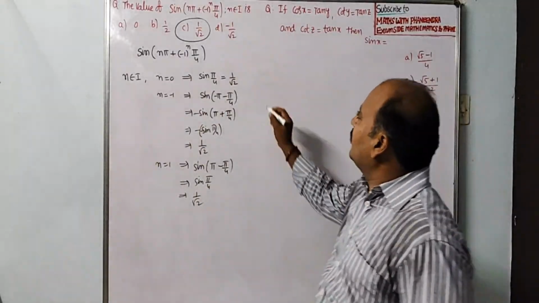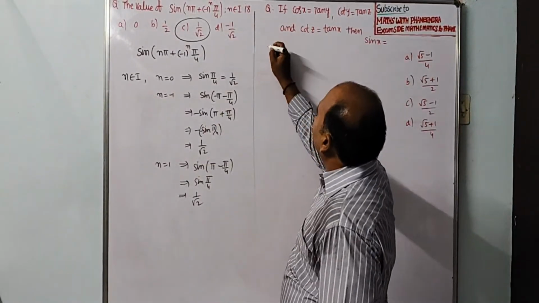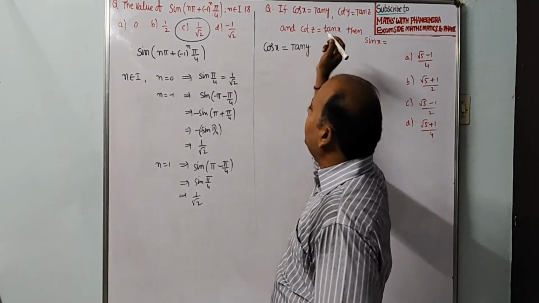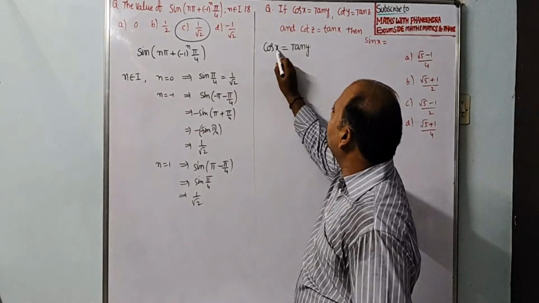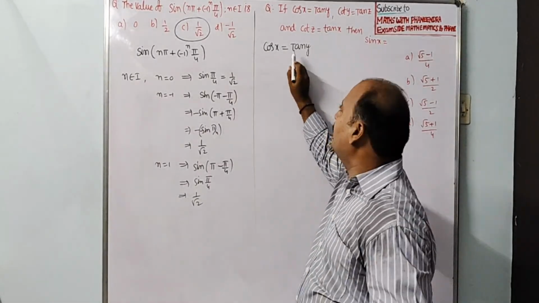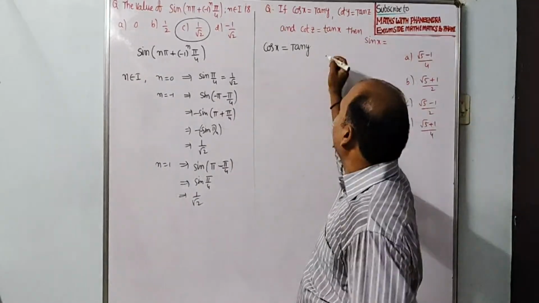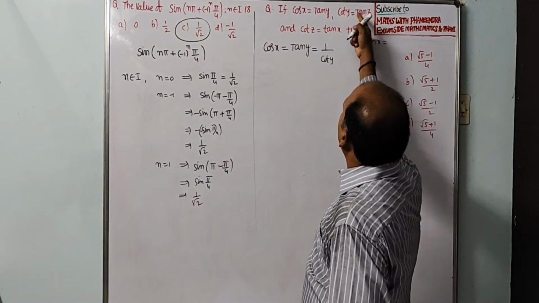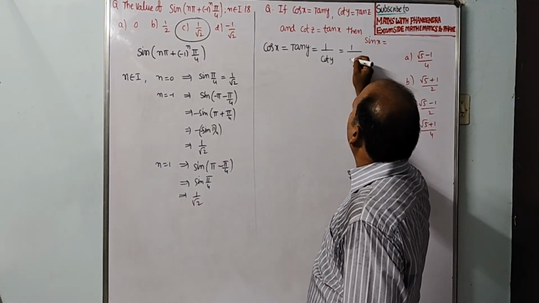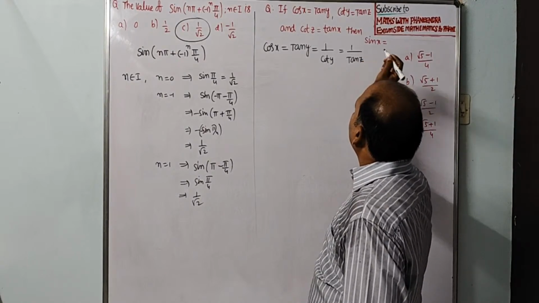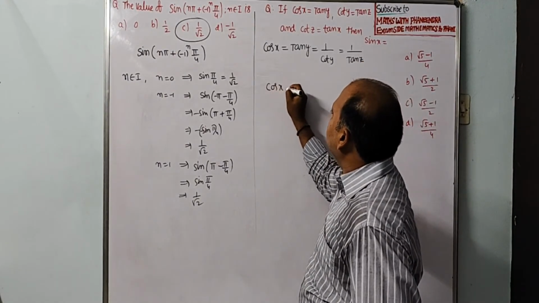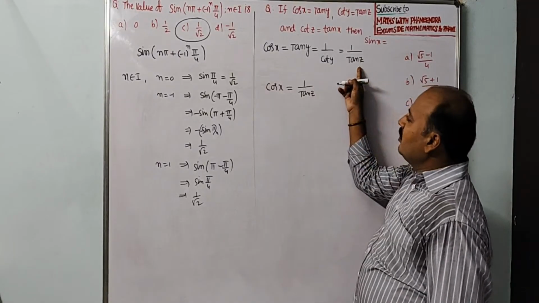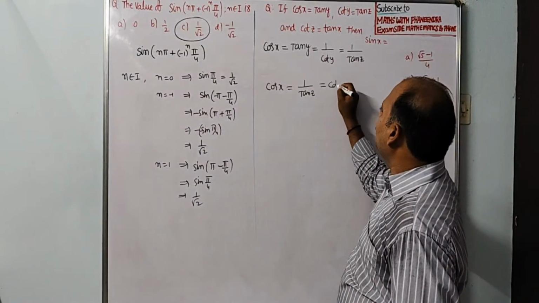Come to another question here. First, cos x is equal to tan y. Observe carefully these type of questions. Here x, y, different variables. I want to get the same variables. So tan y, can I write 1 by cot y? What is cot y value? Tan z. So that is equal to 1 by tan z. So cos x is equal to 1 by tan z. Okay. Till here. 1 by tan z means cot z only now.